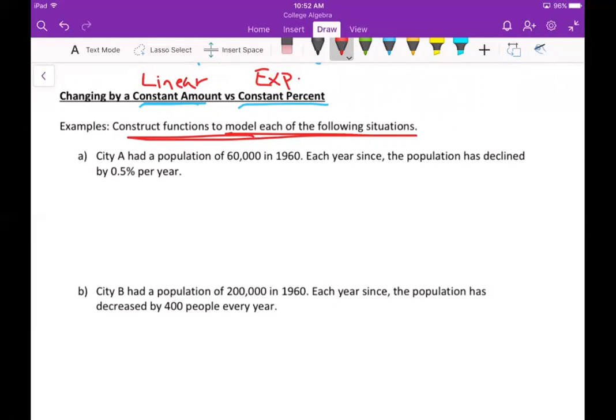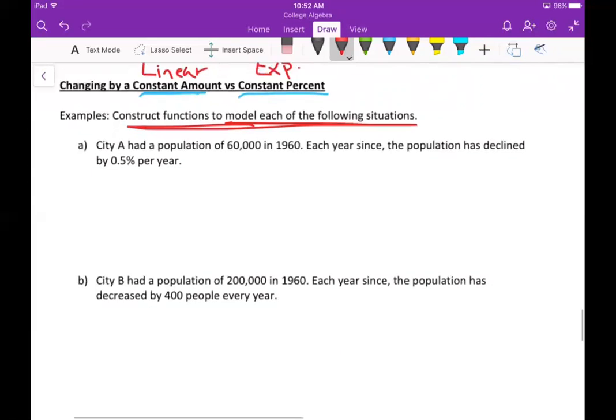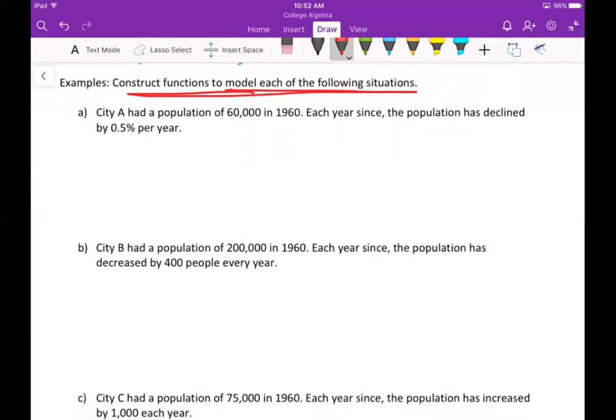So on this first one here, we're looking at City A. It has a population of 60,000 in 1960, and each year since, the population has declined by 0.5% per year. Okay, so we're declining by a percentage. Right there, we can say this is exponential, and it's exponential decay since it's going down.